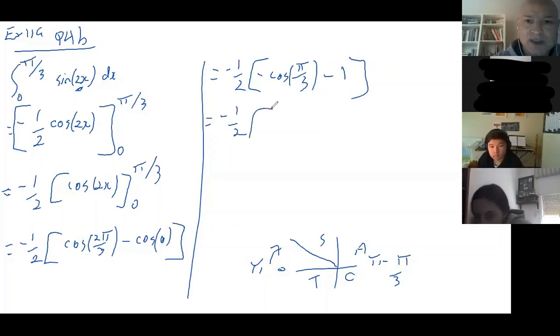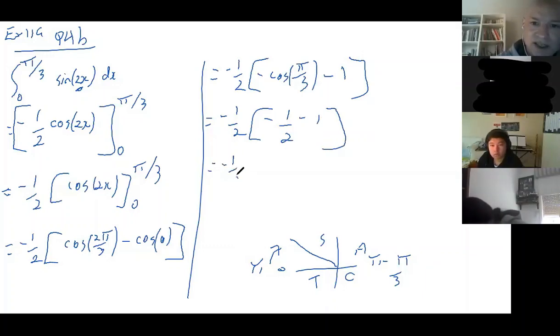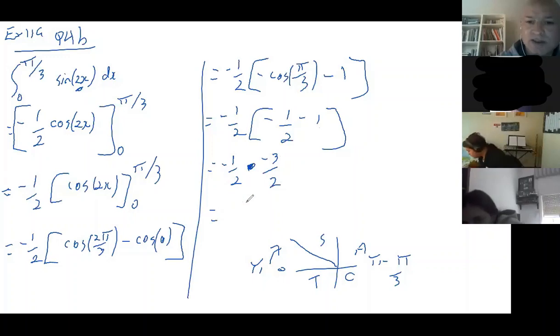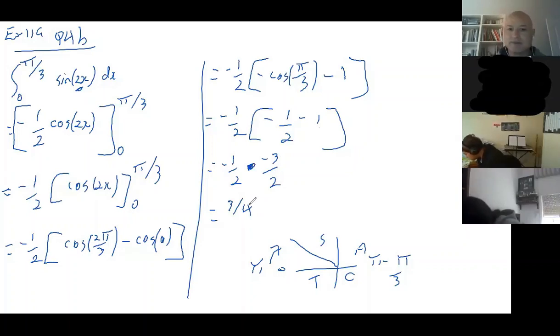Negative a half, cos of pi on 3. Cos of pi on 3 is a half. I've still got my minus 1. So this becomes negative a half times negative a half minus 1, which is negative 3 on 2, negative 1.5. So negative 3 over 2. Two negatives are a positive, and then this becomes 3 over 4. So 3/4 is my answer. Any questions on that one there?